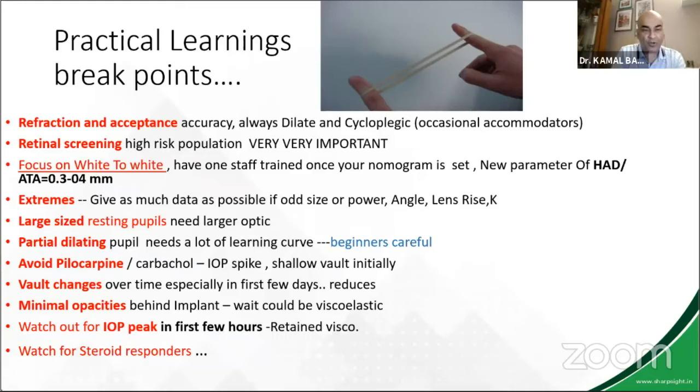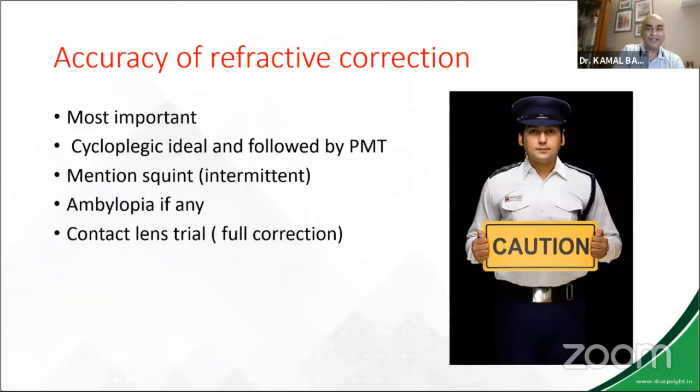Initially, if you're getting a high vault, please remember, if you use pilocarpine or carbachol, the vault will go down by 100 to 150 microns, which will improve over 2 to 3 days. And if you've left some viscoelastic behind, the vault may be up by 250 microns, which will settle down by 4 to 5 days. The best way to differentiate is, if you have a higher vault, do an AS-OCT, and you might be able to see some viscoelastic there. Don't be confused if you see some whitish material behind the phakic lens in the initial few days; this could be retained viscoelastic.